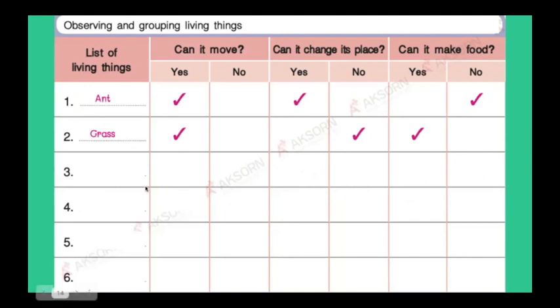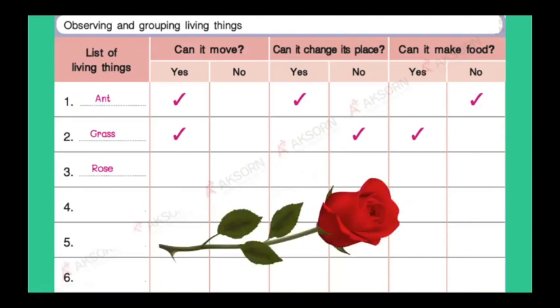Number 3, I look around and I found a beautiful plant, a beautiful flower, a beautiful rose. This is a rose. Look at this. So beautiful, right? Okay, so answer the question. Can it move? Yes, for sure it can move. It grows, right? If wind blows, it moves as well, but it grows. So it can move.